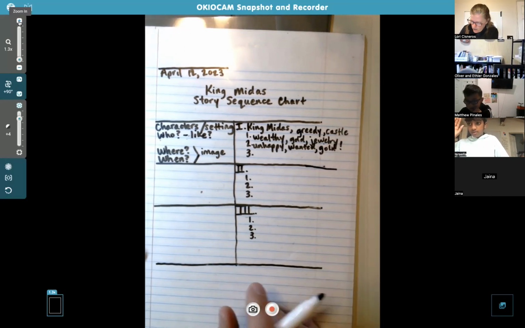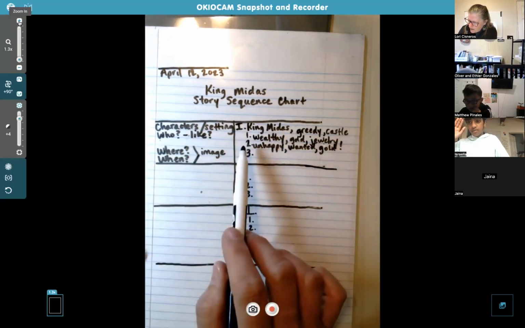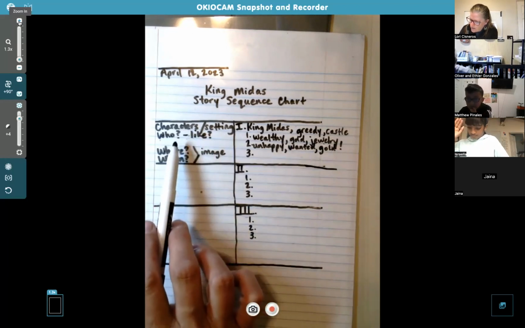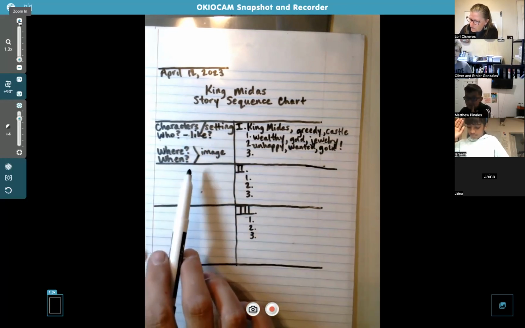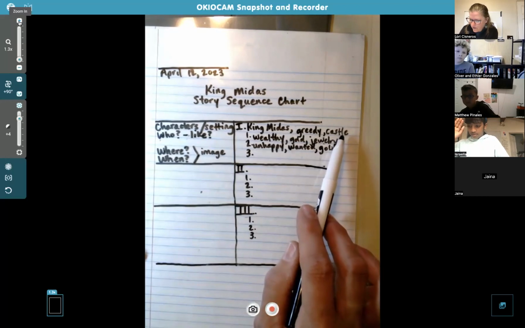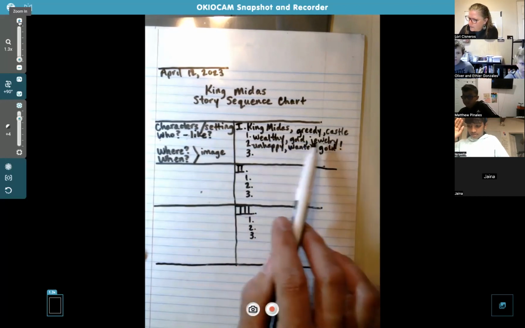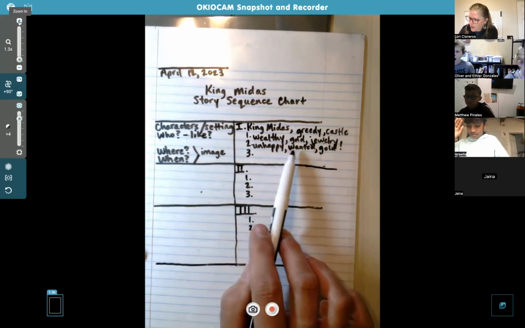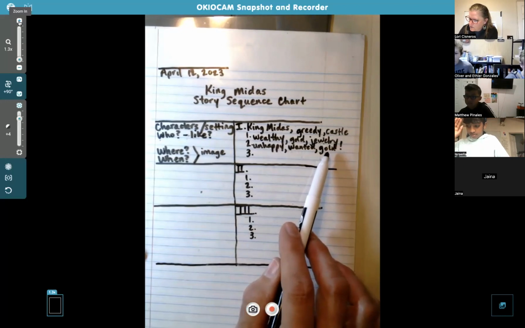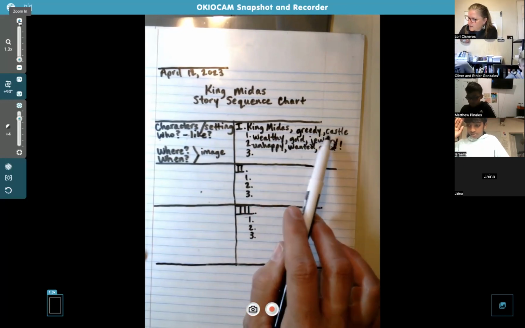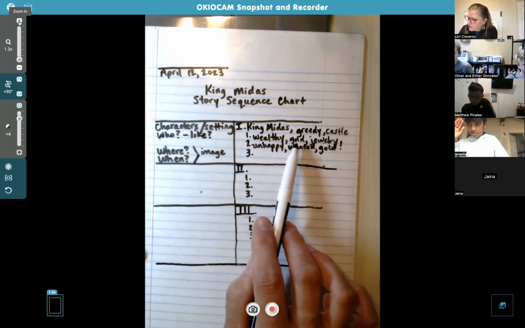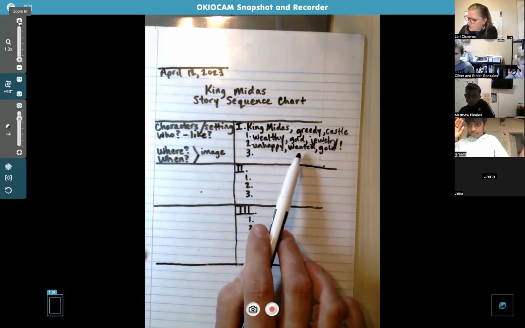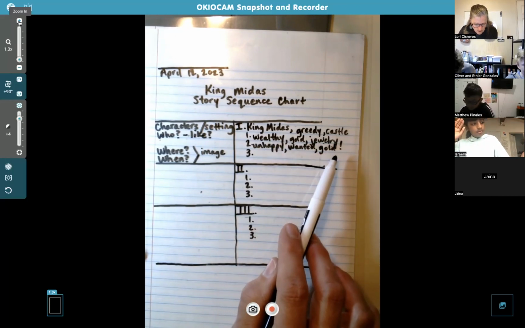So I want you to know that when you make this outline, you can rearrange this order. It doesn't have to be exactly in this order. So having castle up here is fine. And then we're going to go into a little bit more about King Midas's character. So we got King Midas, greedy, castle, wealthy, gold, jewelry, unhappy, wanted, gold.